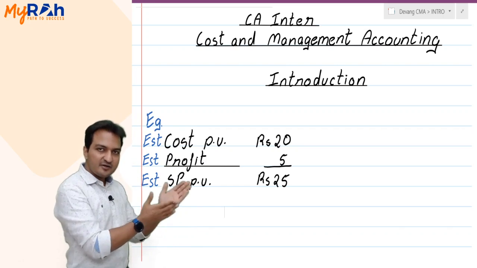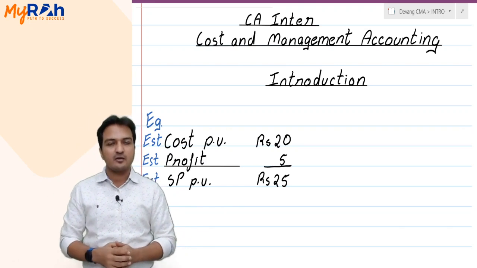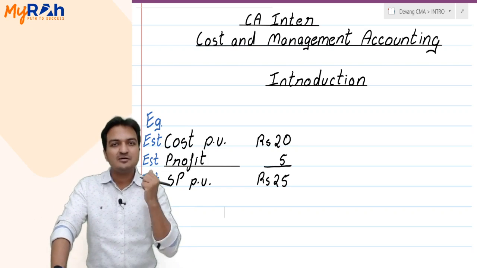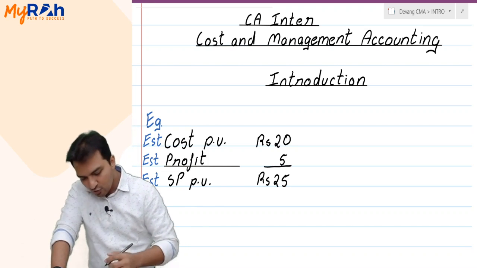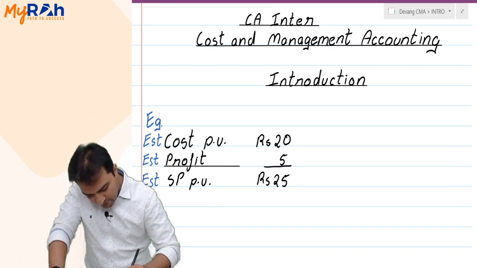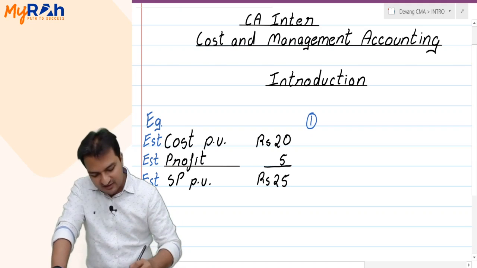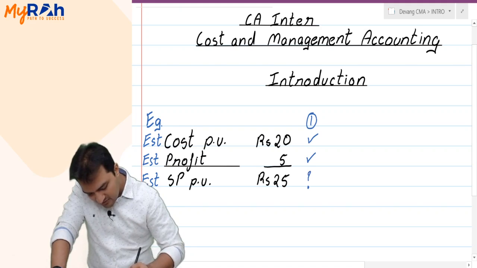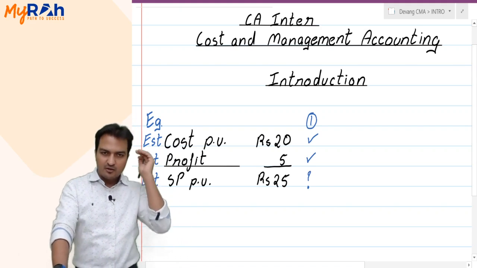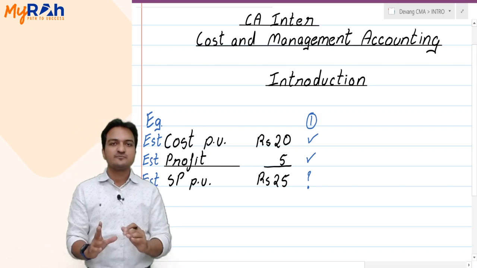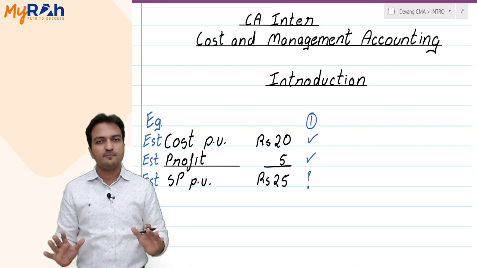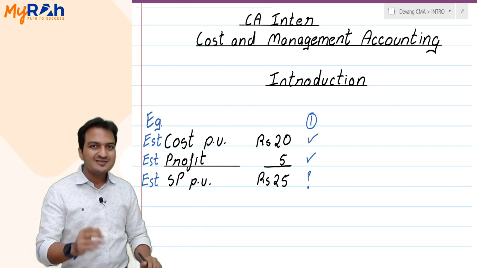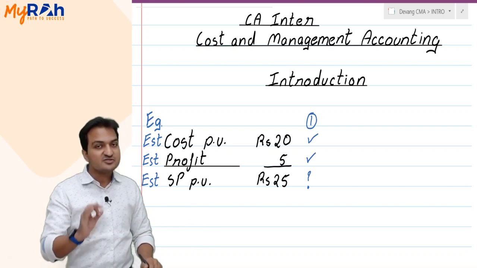Now, I started here by showing this example where you learned why we have this subject of costing. What is the purpose of this subject? Well, one purpose you saw over here was that I calculate the cost so that I can add a profit and decide a selling price. This is my first purpose, and in fact, I will say this is my primary, most important, most common purpose of the subject of costing. But this is not the only purpose.